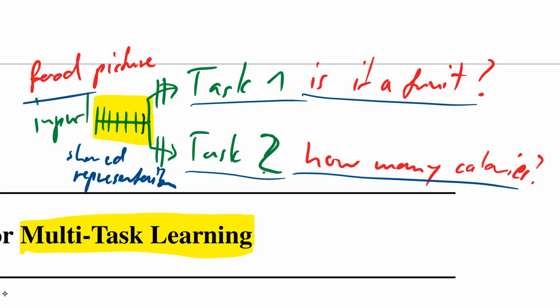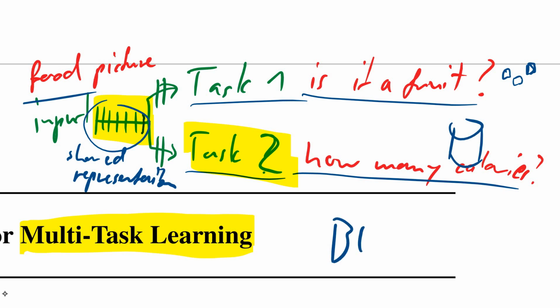And why could that help? Maybe we have lots of training data for how many calories does it have, right? But we don't have that much training data for is it a fruit. So lots of training data here, a big database, but only a handful of data points for the second task. Or we might not have much training data at all for both tasks, and we just might benefit from training this shared representation. You might have already seen this with something like BERT.